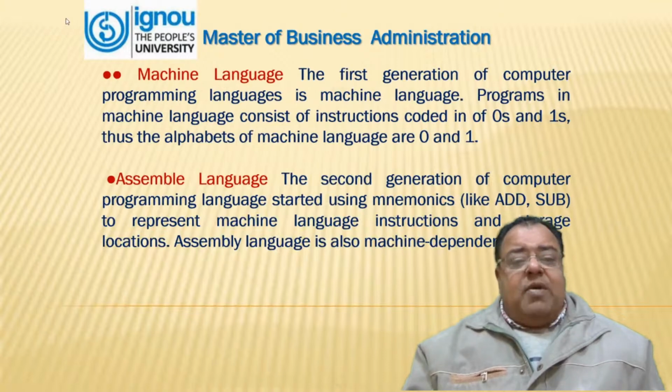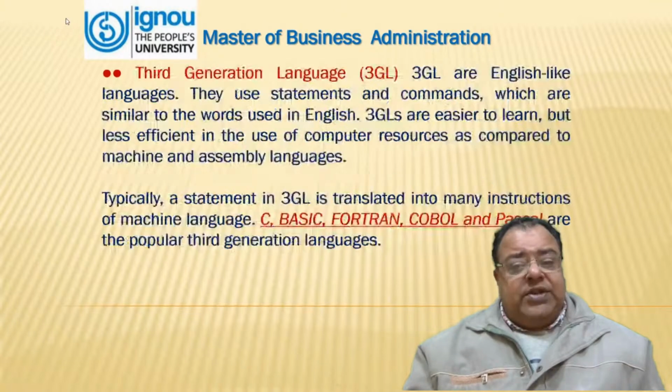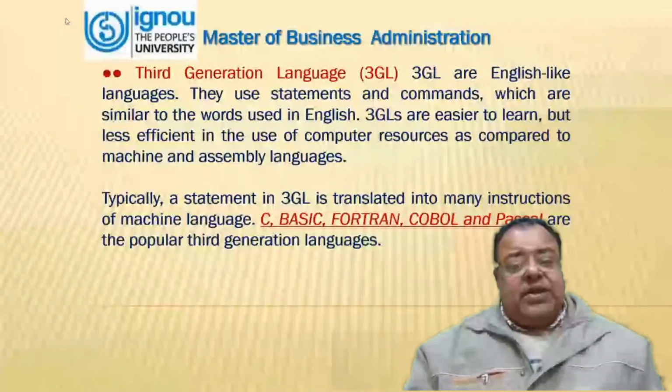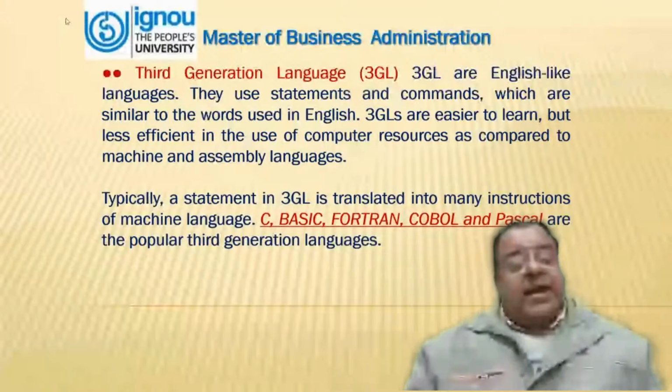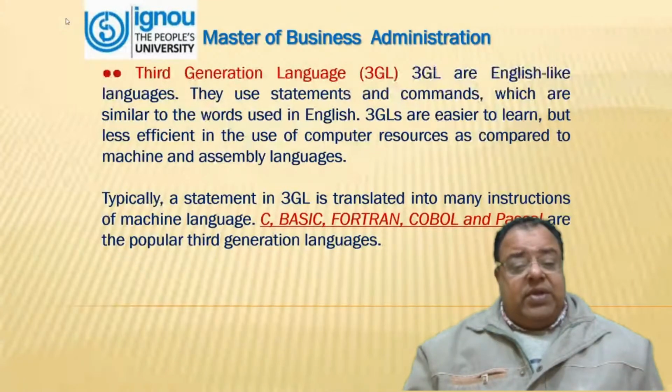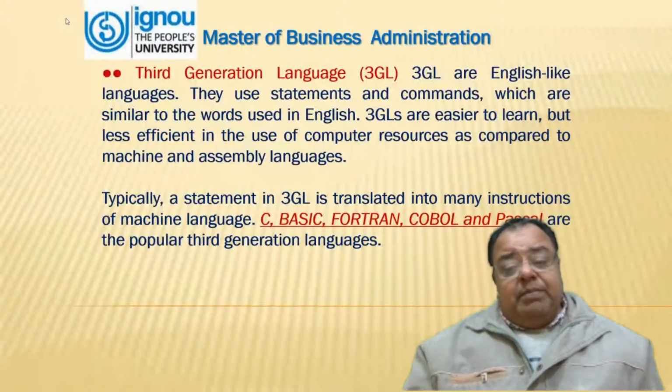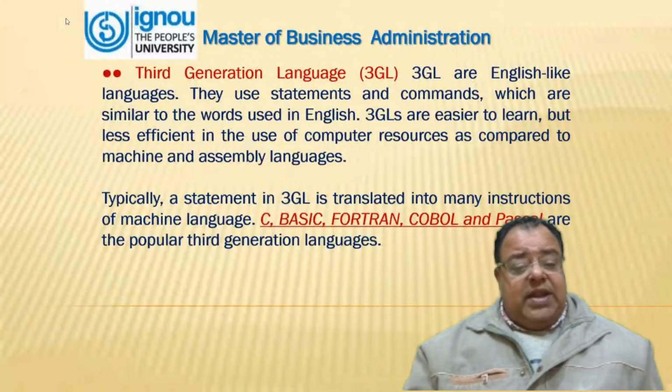If we talk about third generation language, that is 3GL, they are English-like languages. They are statements and commands which are similar to the words used in English. 3GLs are easier to learn but less efficient in the use of computer resources as compared to machine and assembly languages. Typically, a statement in 3GL is translated into many instructions of machine language.